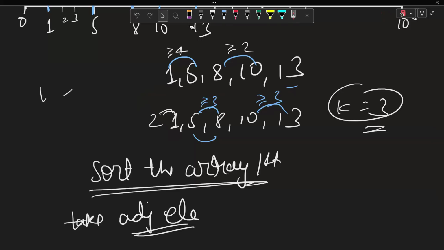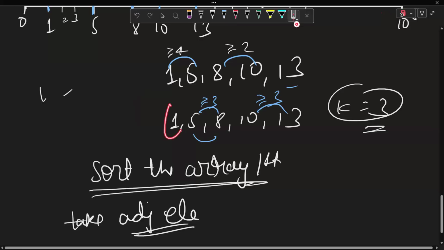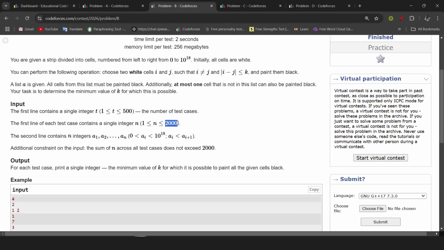So basically for the odd case, what's my final answer is, one by one I would just check. If I leave 1, then I pair up, what's my answer. If I leave 5, then I pair up, what's my answer. If I leave 8, then I do the pairing, what's my answer. So one by one, I can just leave any element and then check, and you can see the constraints that n is only 2000. You can run an n square algorithm also, that would be fine.